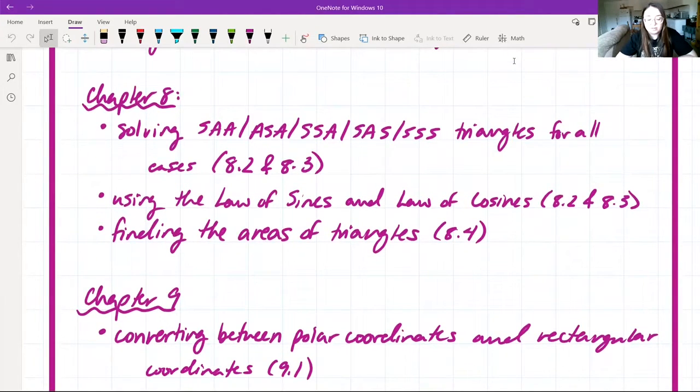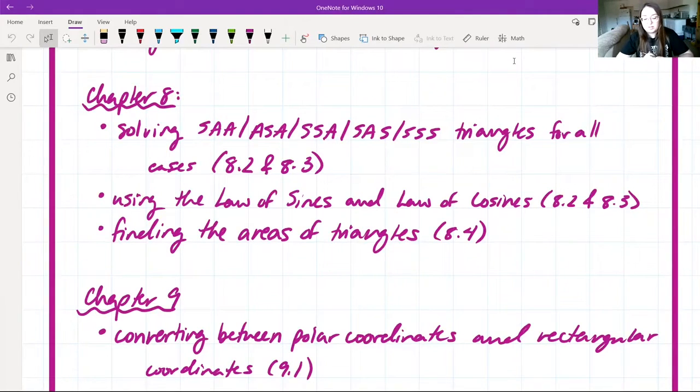Chapter 8, solving for SAA, ASA, SSA, SAS, or SSS triangles for all cases, cases being 8.2 and 8.3. These are all the different triangles that we looked at, whether or not we use the law of sines or law of cosines in solving them. This is all of them together wrapped in one.